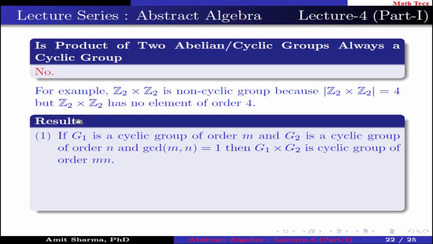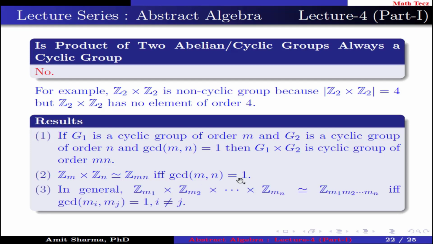Results. Number 1. If G1 is a cyclic group of order m and G2 is a cyclic group of order n and GCD of m, n is 1, then G1 cross G2 is a cyclic group of order mn. Number 2. Zm cross Zn is isomorphic to Zmn if and only if GCD of m, n is 1.